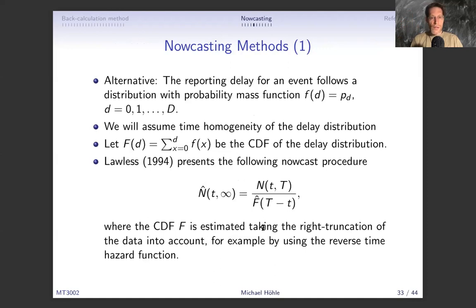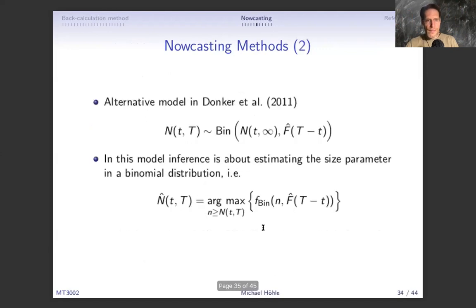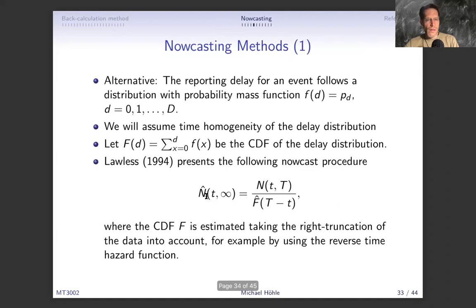Those where the small t plus the d is bigger than capital T will not be available. You will see them later, but they're not available at time capital T. So that's what is called a right truncation. Right. So what we had here is one very simple estimator.